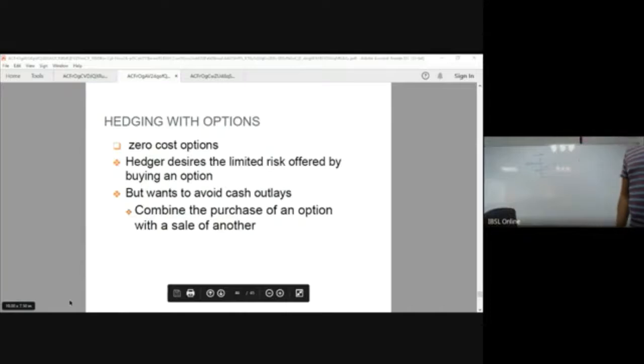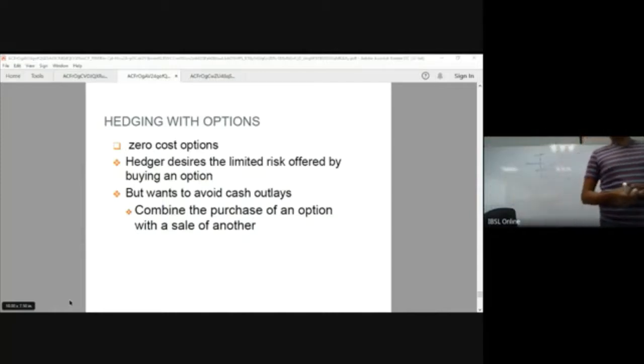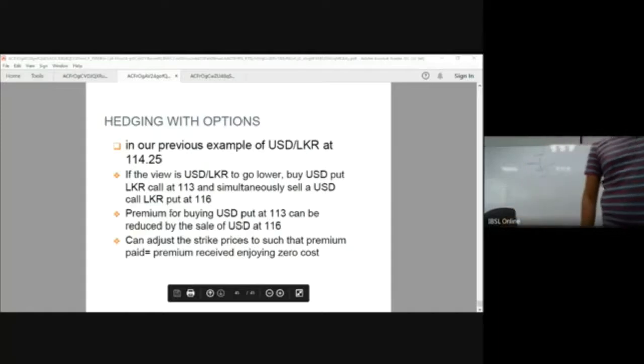Next one is zero cost options. Zero cost option is where you buy a call option and sell a put option. You buy one option, sell another option. The idea is when you buy an option, you have to pay a premium, but when you sell an option, you receive the premium. So it becomes zero cost if the premium that you're paying is equal to the premium that you're receiving. Right? The hedger desires the limited risk offered by buying an option, but wants to avoid cash outflows. He doesn't want to pay the premium. Combine the purchase of an option with the sale of another. That's called zero cost options. So let's try this.